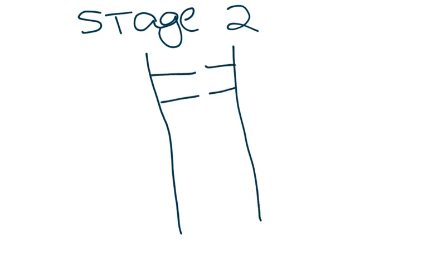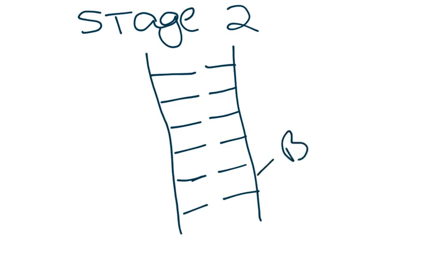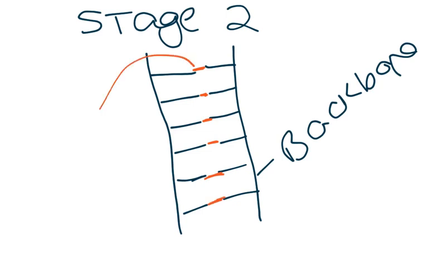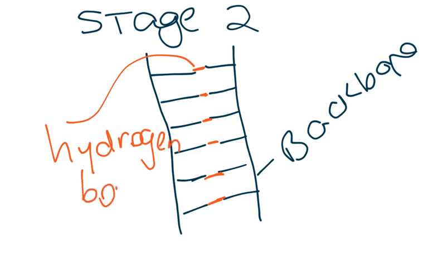Looks a little bit like a ladder. So we still have our base pairs along here. We still have our backbone. At this point, we still have our hydrogen bonds connected here. Hydrogen bonds. And we still have our base pairs along here, etc., etc.